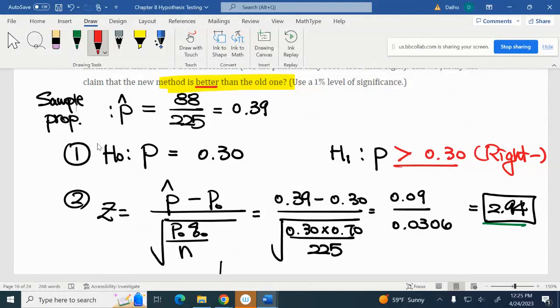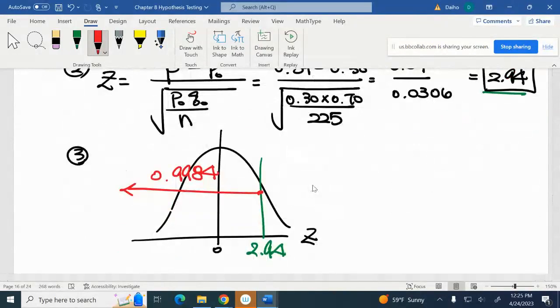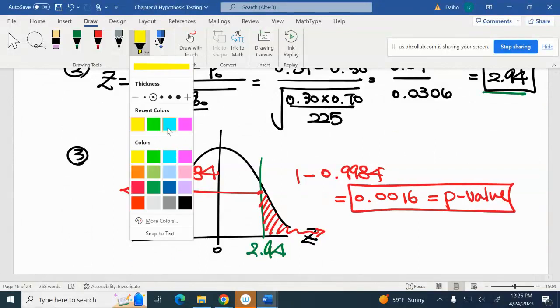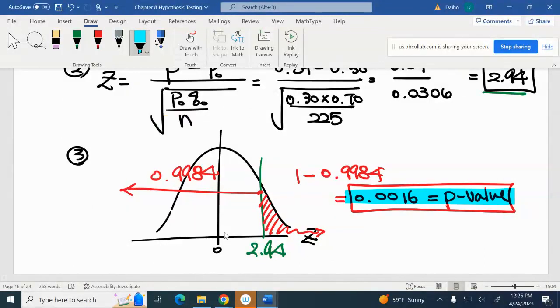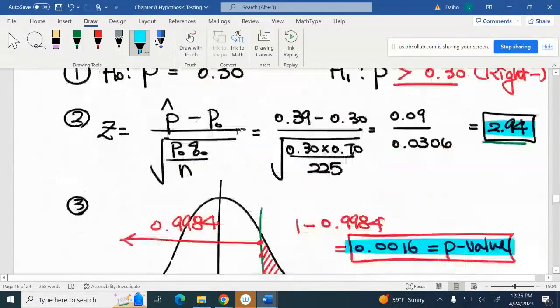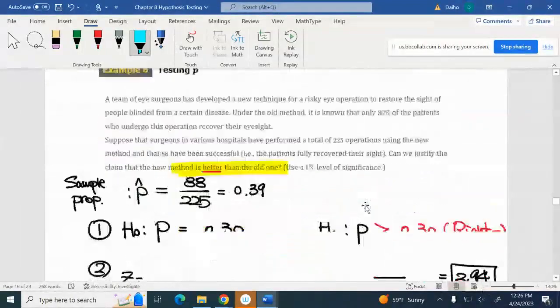What does it mean? We need the probability from the right tail, right? So it's not to the left, but I need the right tail. How can I do that? 1 minus 0.9984 will be 0.0016, which is the p-value. Now the p-value is 0.0016 from the test statistic 2.94.